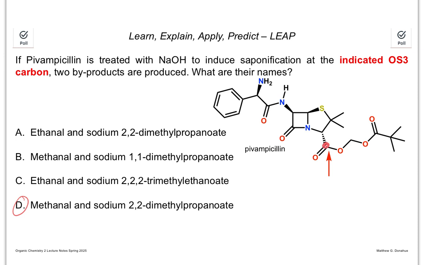When this gets attacked, you form the tetrahedral intermediate that collapses. That leaves as formaldehyde, which is methanol. And then you get that as the other product. So this whole side chain is really there to help solubility factors and all that other stuff. So it's an example of a prodrug. And the rest of this stuff is the drug.